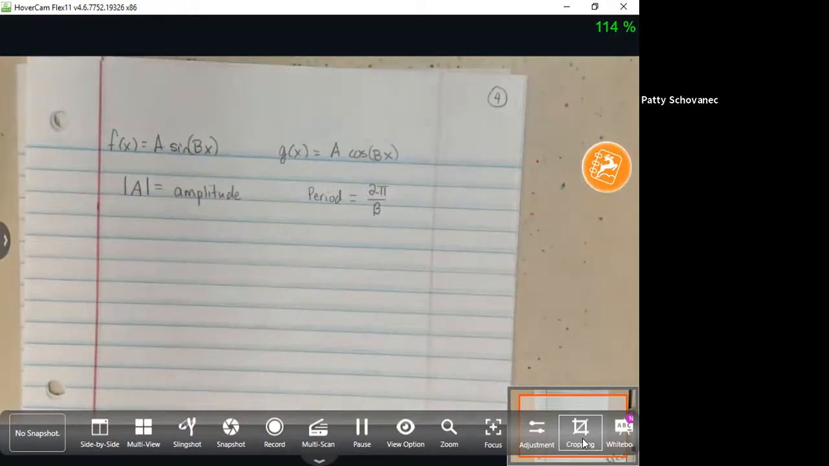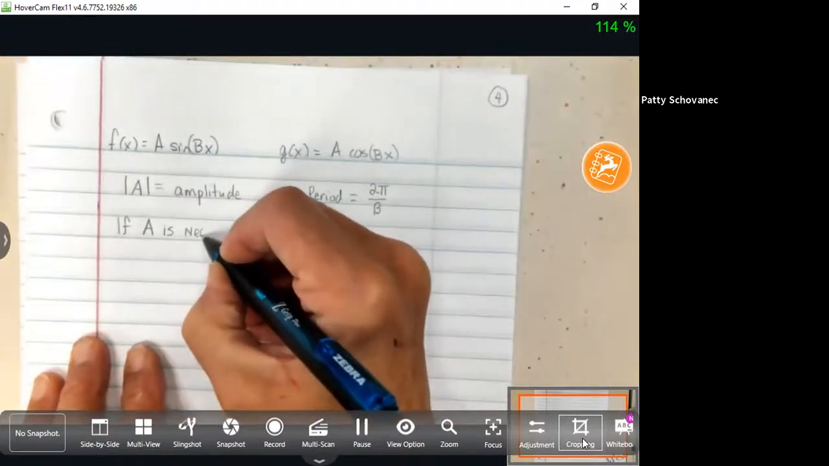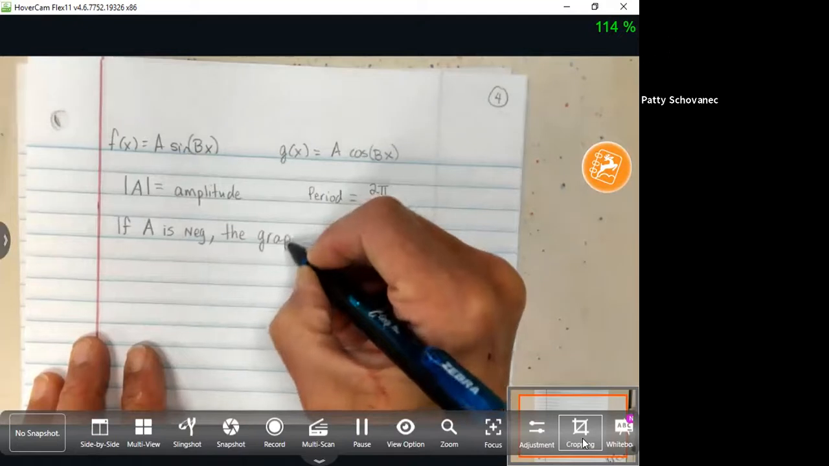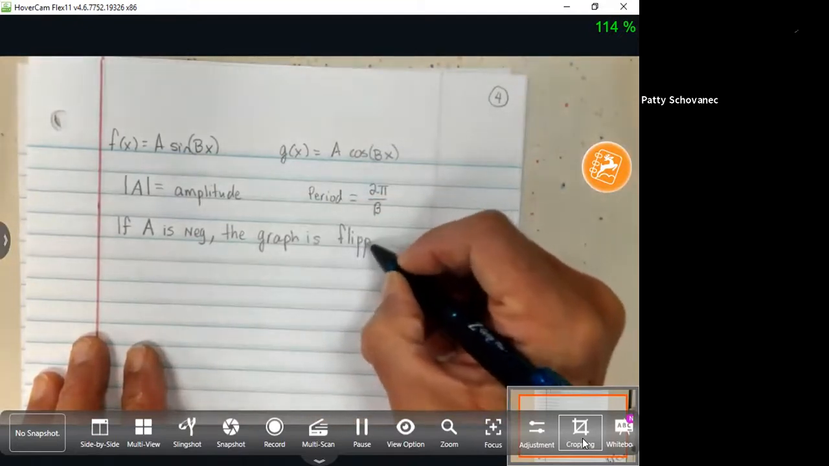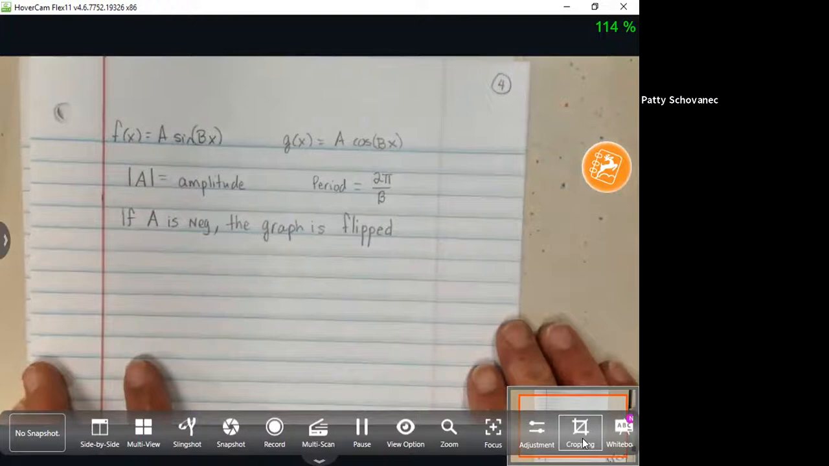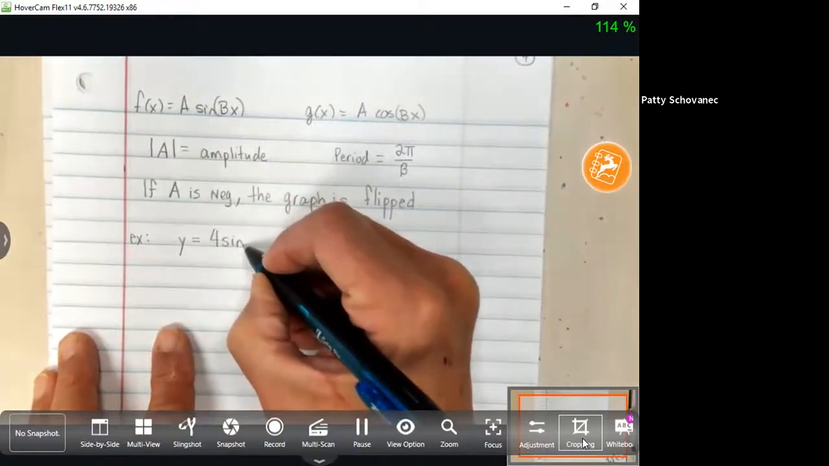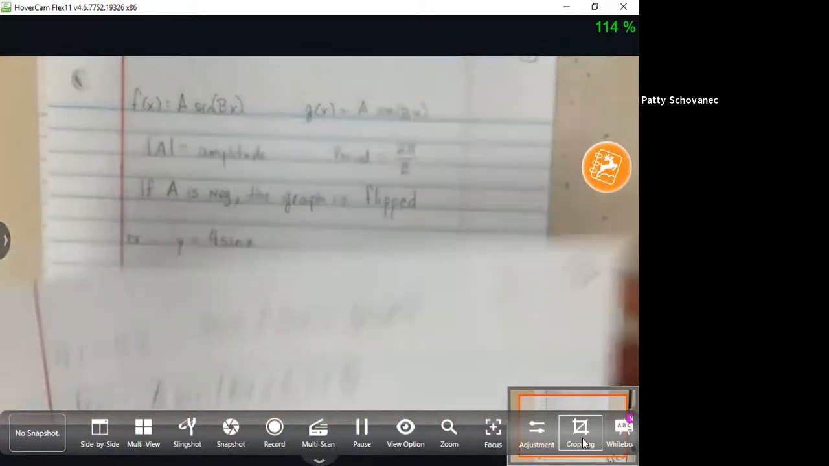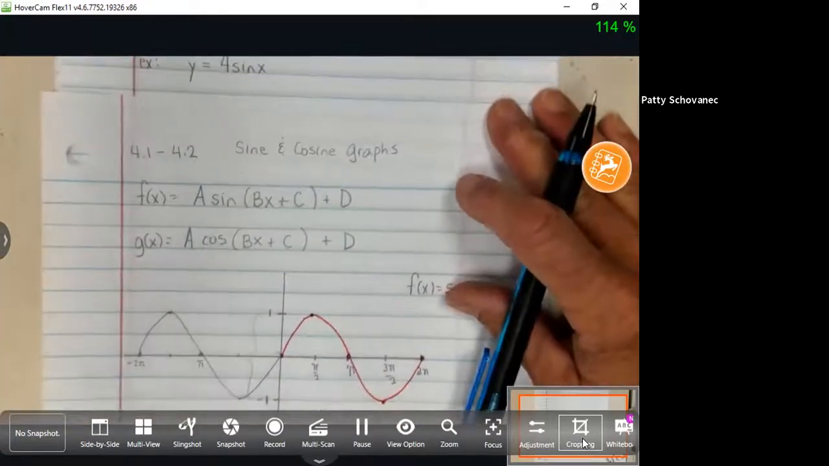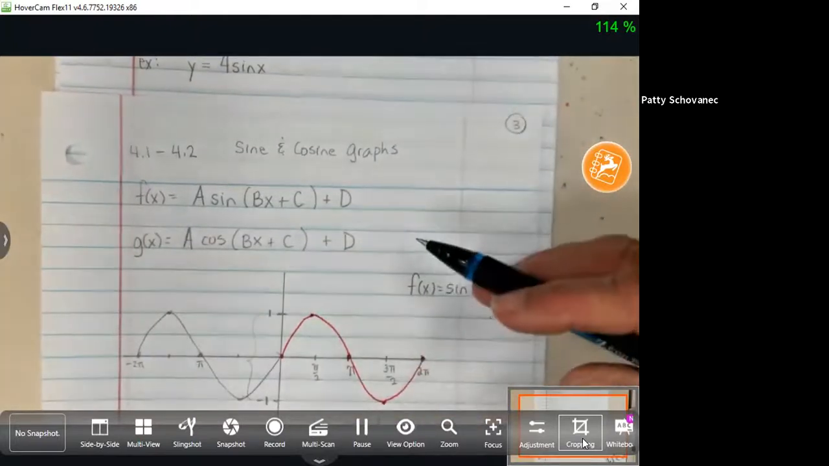If a is a positive number, the graph stays in its orientation but is stretched taller. But if a is a negative number, it flips over first and then is stretched. So if that number a is negative, the graph is flipped. For example, the graph of y is equal to 4 times the sine of x looks just like the graph of the sine of x, but instead of this point going between 1 and -1, it goes between 4 and -4. It's just much taller.